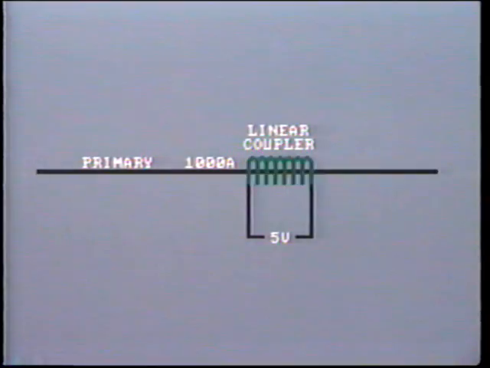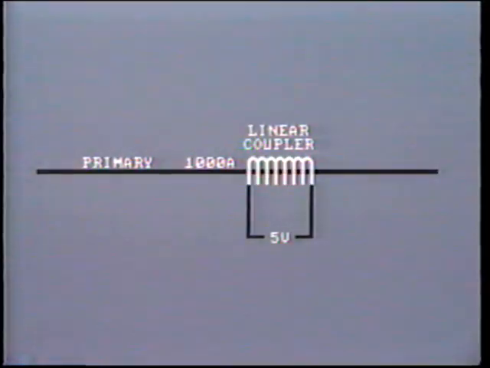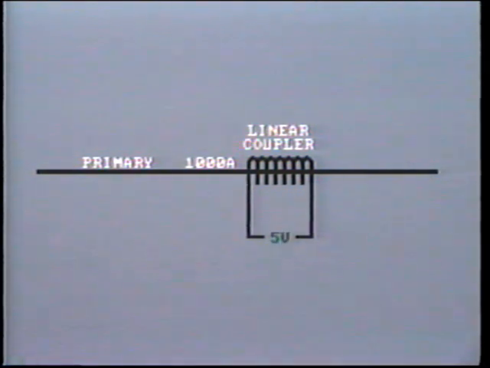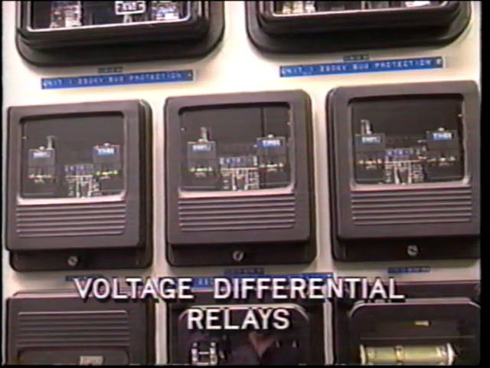The number of secondary turns are usually far greater than in the conventional CT to make up for the lack of iron and in order to provide the correct primary-secondary relationship. The linear coupler is usually designed to provide 5 volts on the secondary side for 1,000 amps passing through the primary. Note that the output of this type of CT is designated in volts instead of amps.